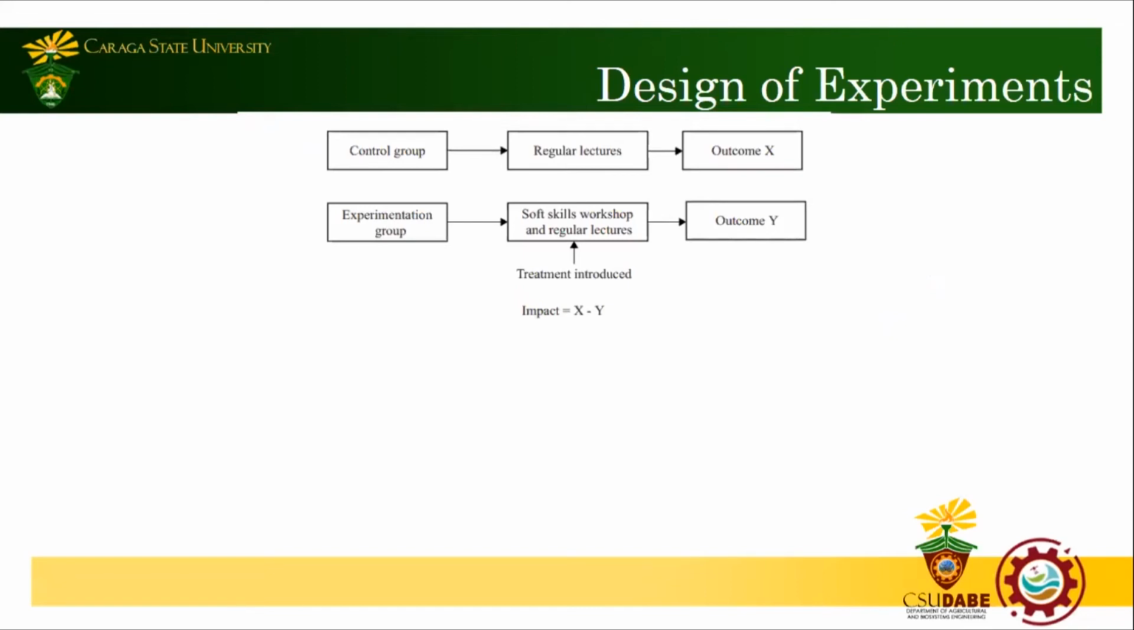So the outcome X versus the outcome Y is your goal. However, the impact is what you get when you subtract outcome Y from outcome X. Your research goal and the impact are different. The impact of your research is the difference between the two outcomes. So that is the most basic example of experimentation and control group.